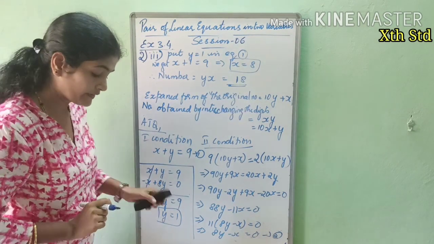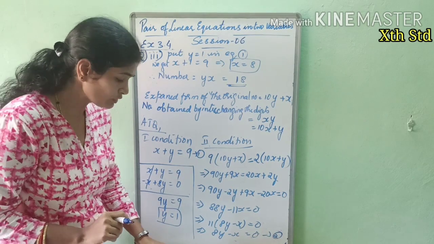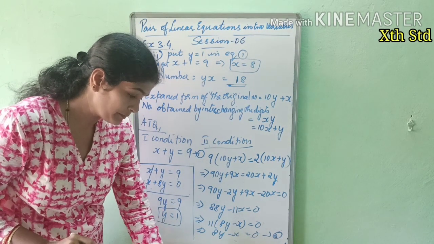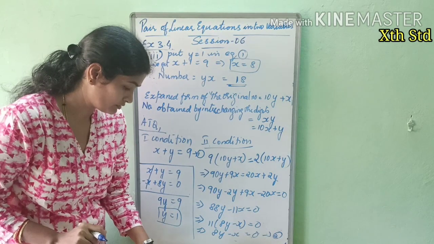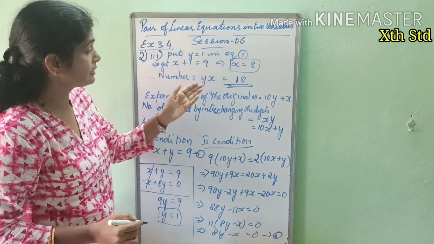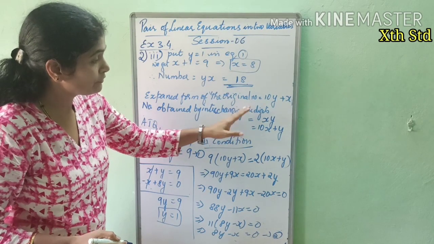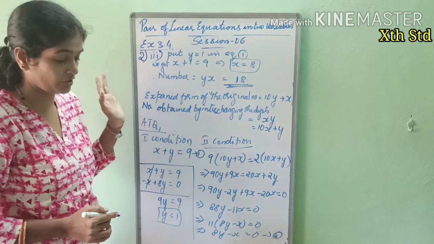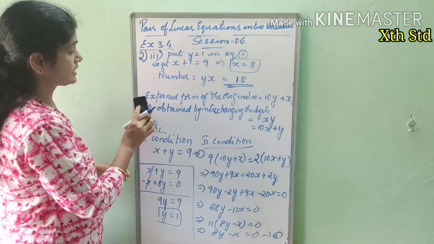Fine. Then just look at what else they have asked you. Find the number. That's all. The number is 18. Now, if you want, we can cross check and see whether the conditions are satisfied or not. Fine. Now, we'll see the next one.